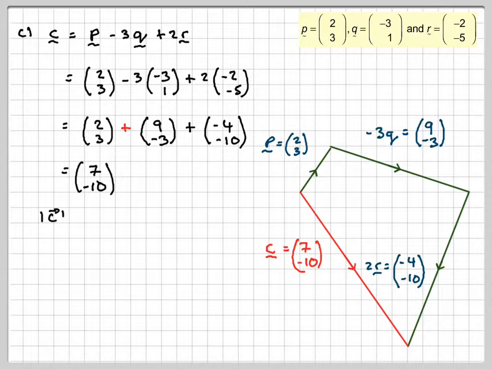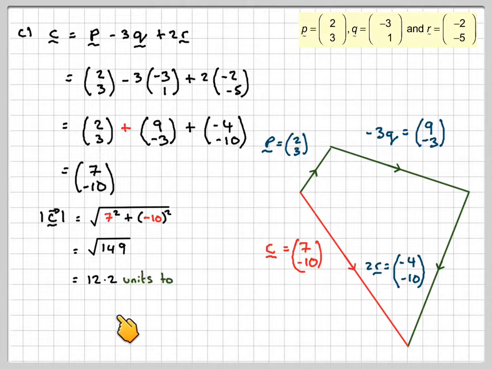Okay, to find the magnitude of C, apply Pythagoras to this. So it's the square root of 7 squared plus minus 10 squared, which gives me the square root of 149, which is 12.2 units to 3 significant figures.